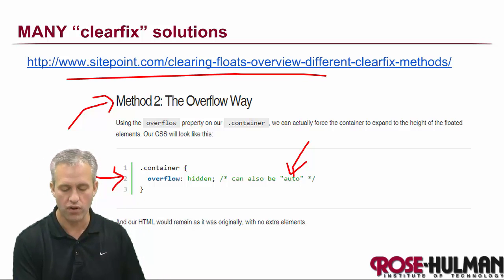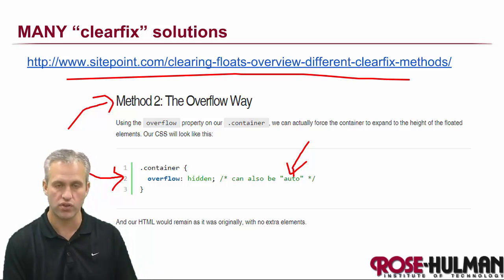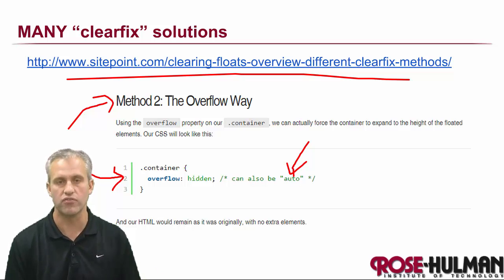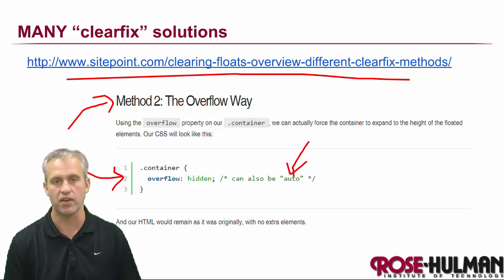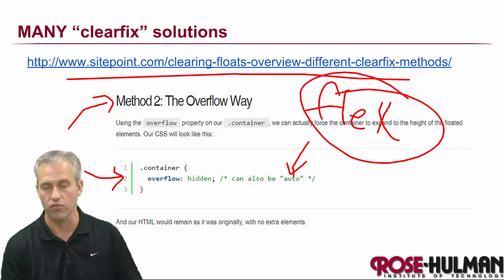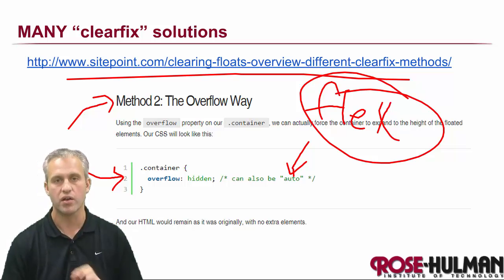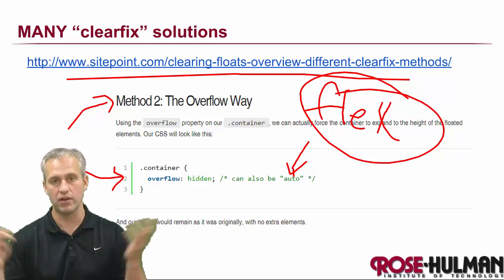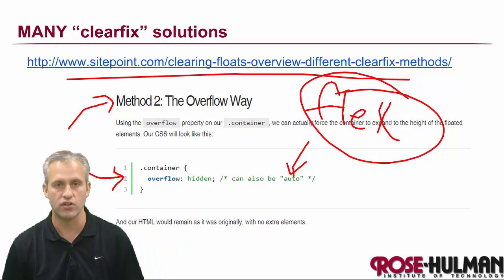But there is a lot more information, if you plan on using floats a lot, about ways to fix some of the issues, and they're called clear fixes. And here's a link for some things if you want to learn more. You could also just try to avoid floats at times. So there's a property we'll talk about later called flex, which will show you some completely different ways to do things. But I at least wanted to make you aware of the bigger community and different clear fix solutions that are out there.